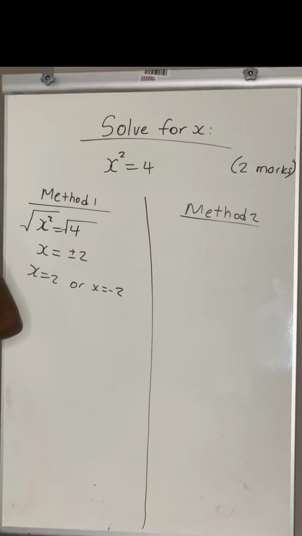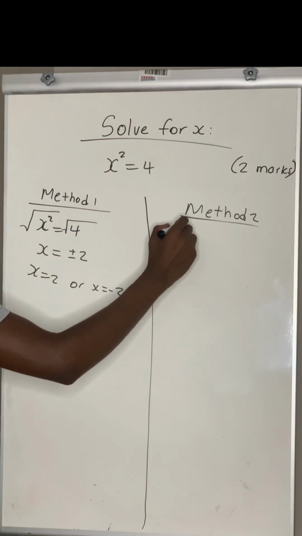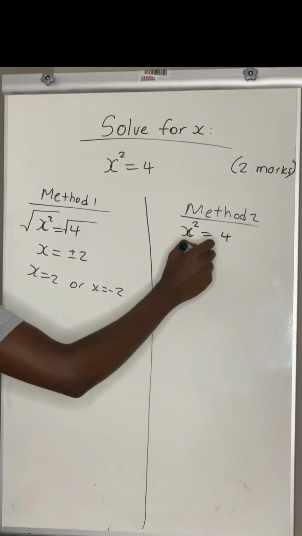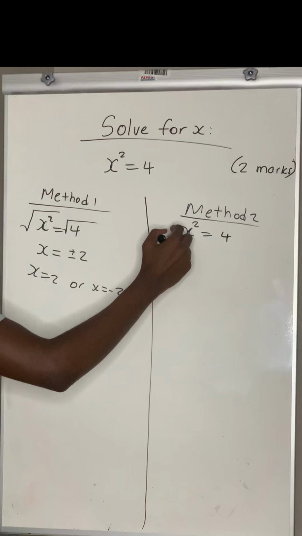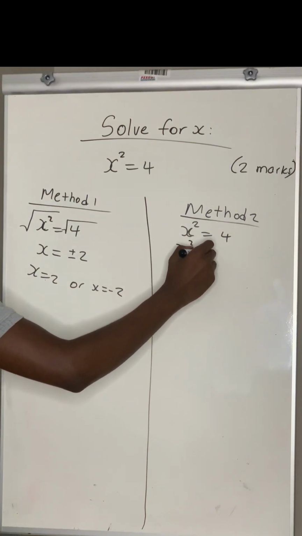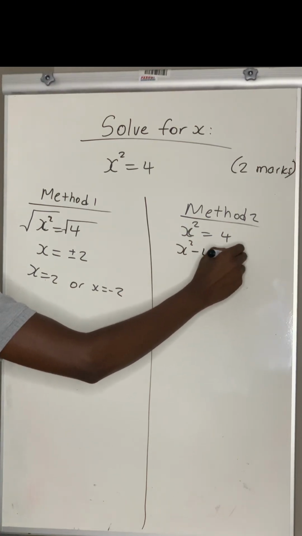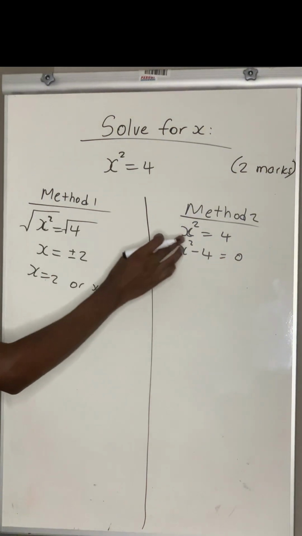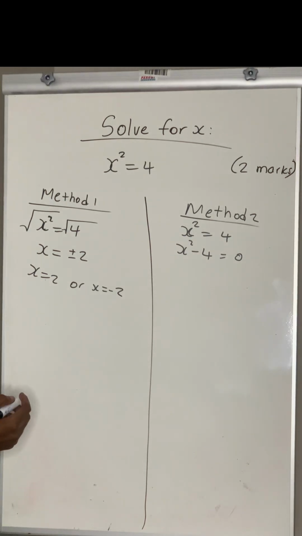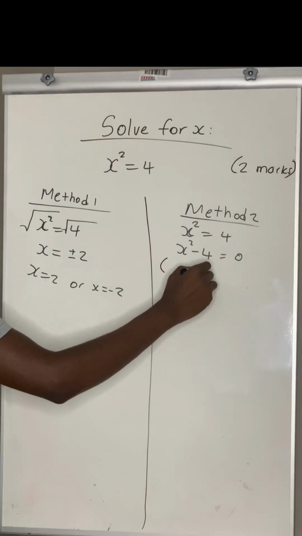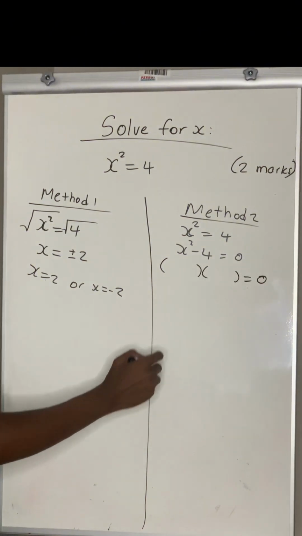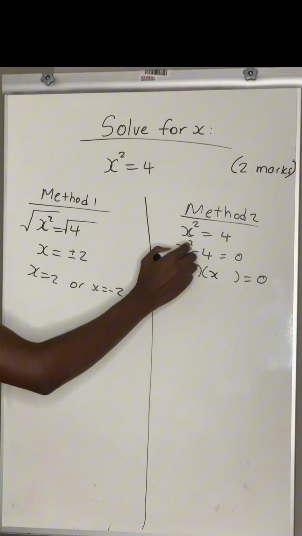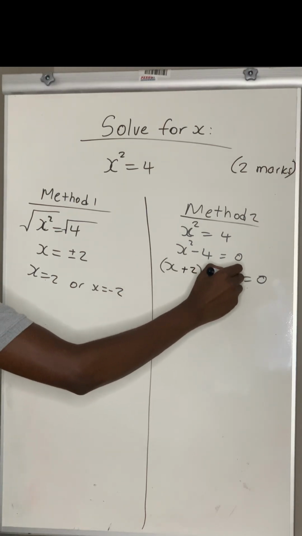This was method 1. Now method 2 is also easy, but it involves a few more steps. So x squared is equal to 4 again. We take this positive 4 across the equal sign: x squared minus 4 is equal to 0. From there, we can see that this is a difference of 2 perfect squares. So we're going to have 2 brackets equal to 0. The x squared is broken down to x and x, and the 4 is going to be plus 2 and minus 2.